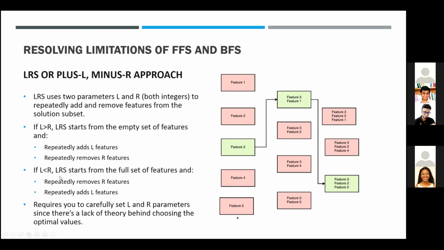And again, it works the other way. If your L is less than R, then you start with the full data set, then you remove. For example, you can remove 2, and then add 1, and then remove another random 2 and add 1 until you meet your criteria. But this is a meta approach where L and R are hyperparameters that you have to specify, and there's no theory behind choosing the optimal values for L and R. So you might need to do a bit of experimenting for that.